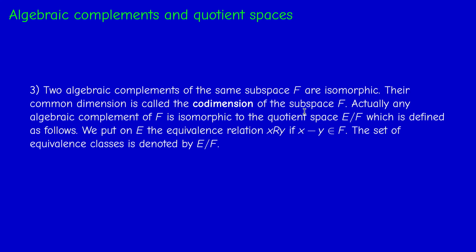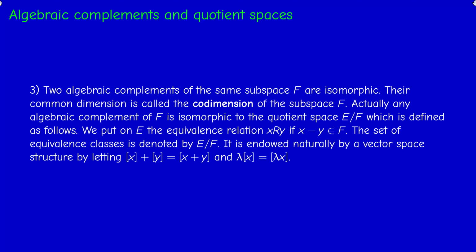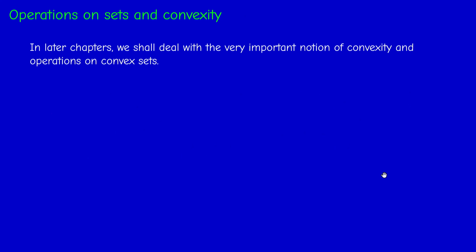And you usually prove in algebra that any algebraic complement of F is isomorphic, in the sense of algebraic isomorphism, because there's no topology here. So isomorphism is just a linear bijection. Okay. So I'm not going to prove that. You can do it if you like. There's no harm in it. And the vector space structure that you can put on this set is the usual, obvious one: the sum of two equivalence classes is the class of the sum, and same thing for scalar multiplication. So this makes E over F a vector space, and that's it.